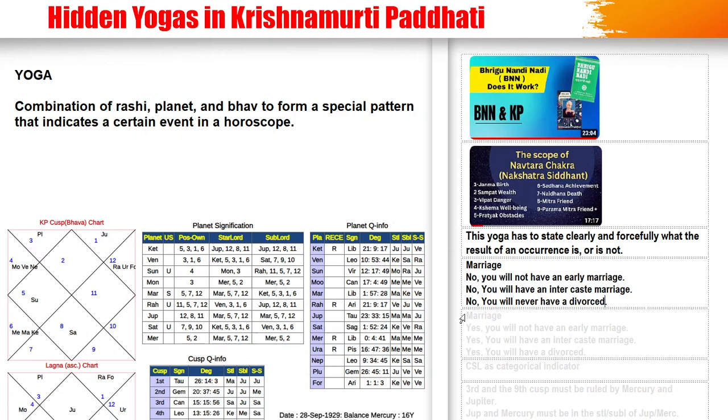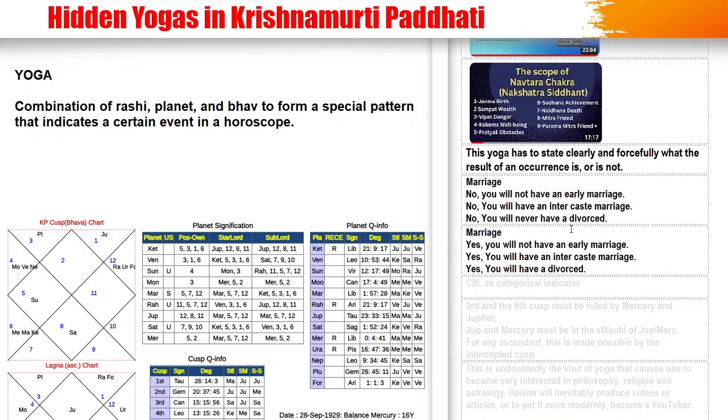Similarly, when you're looking at the positive side of the yoga, and we are talking about marriage, then we say that yes, you will have an early marriage, you will have an intercaste marriage, and yes, you will have a divorce as well. You will get divorced. So these are very straightforward kinds of results.